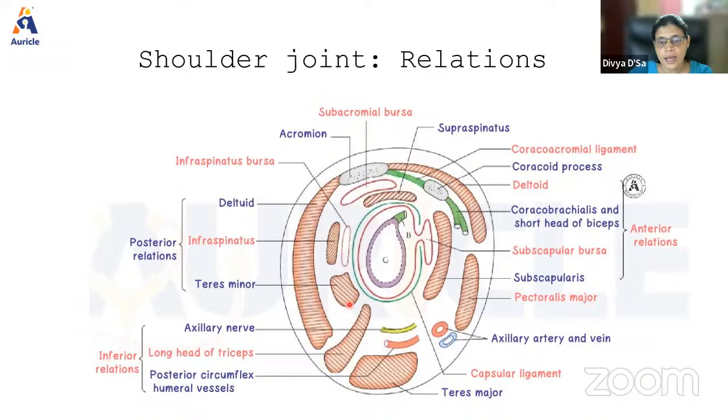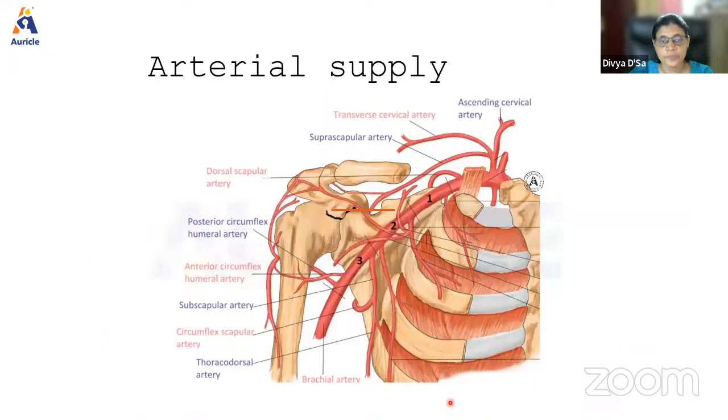And here inferiorly, we have the long head of triceps. Sorry, this was teres minor. This is the long head of triceps and the teres major muscle. This is the axillary nerve and the posterior circumflex humeral vessels. So these are the relations of the shoulder joint. It is very important. Relations of the shoulder joint can be individually asked as a 5-mark question.